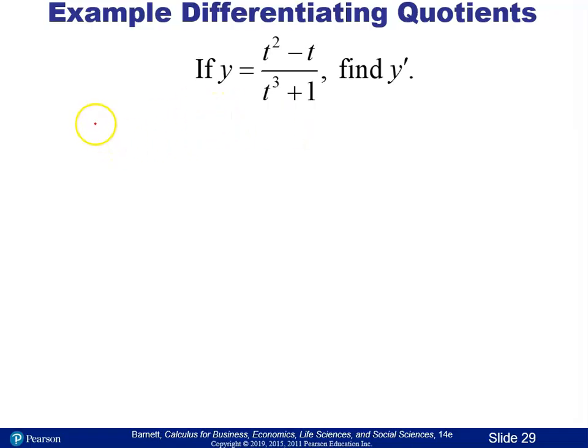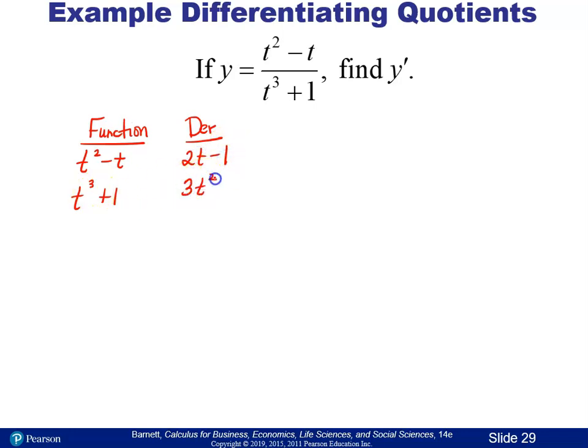So I'm going to do kind of the box with the function and the derivative for this one, again, just to give you different techniques. So our first function is t squared minus t, and the second is t to the third plus 1. The derivative of this would be 2t minus 1. The derivative here is going to be 3t squared.